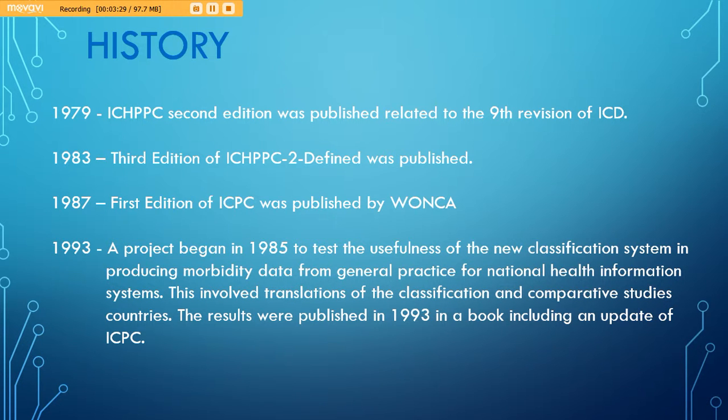In 1993, a project begun in 1985 to test the usefulness of the new classification system in producing morbidity data from general practice for national health information systems. This involved translations of the classification and comparative studies in countries. The results were published in 1993 in a book including an update of the ICPC.